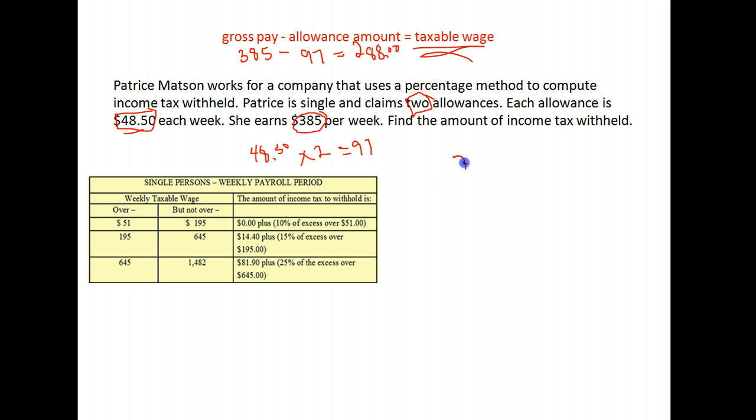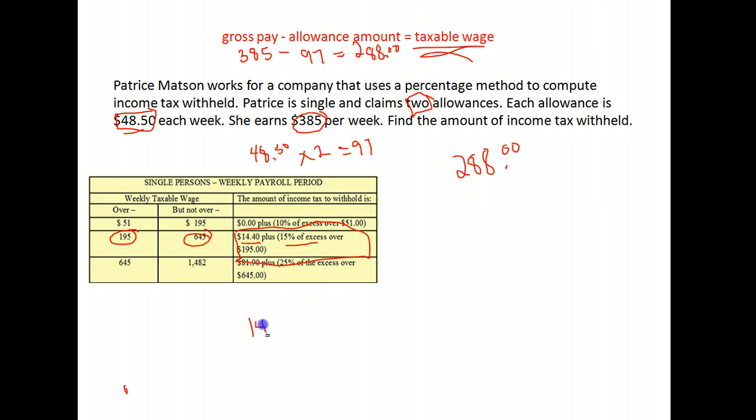Okay? Now we go down to the table to find out how much tax she has to pay. Her wages are $288. So where does that fall on the table? Well, it's over 195, but it's not over 645. It's between those two. So this is the rule we're going to use. It says she pays $14.40 plus 15% of the excess over 195.